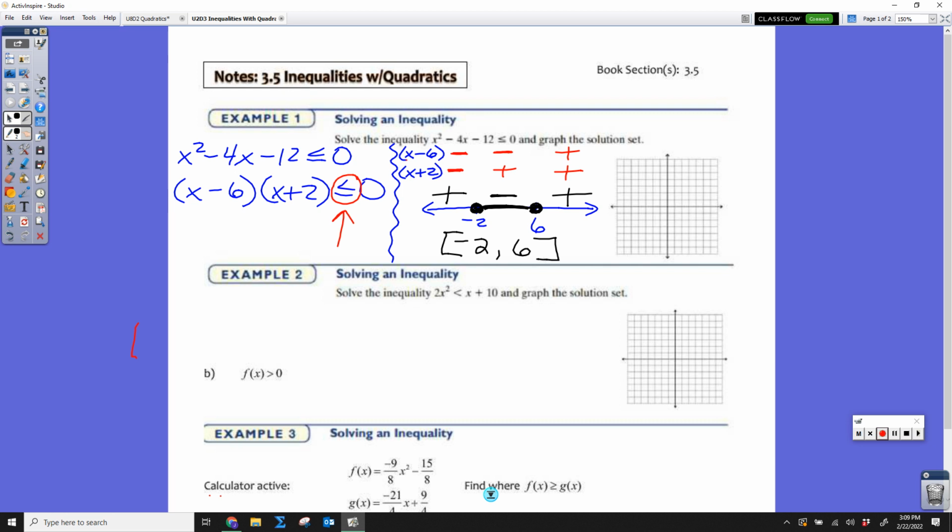Do we need to graph them on the right side? Nah, you don't have to. So just solve that inequality, and then we'll check together.